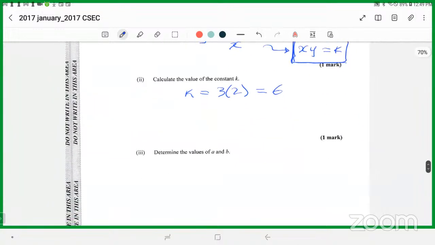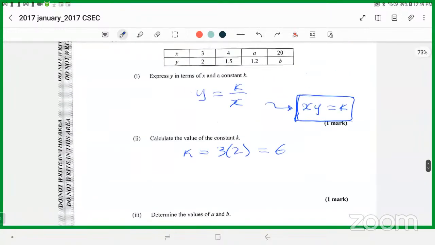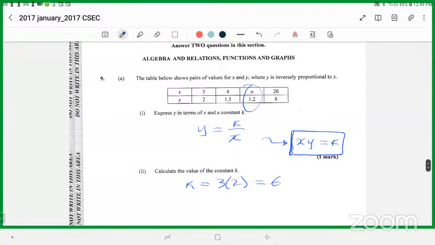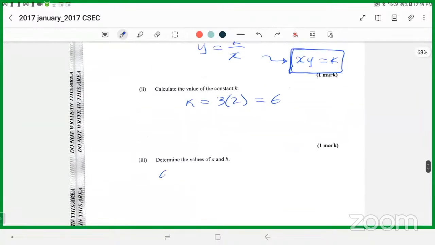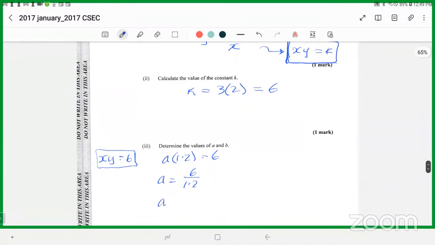Now, down here now, I must find the value of a and b. So from this one, you see that the product of these two also equals 6, don't it? Product is always equal to 6. So a times 1.2 is equal to 6. We're using the fact that xy is always equal to a constant 6. Because the constant is 6 right here, so xy is always equal to 6. So divide by the 1.2, we get a equals 6 over 1.2. A equals what? A equals 5, right? Same as 60 over 12. 5.